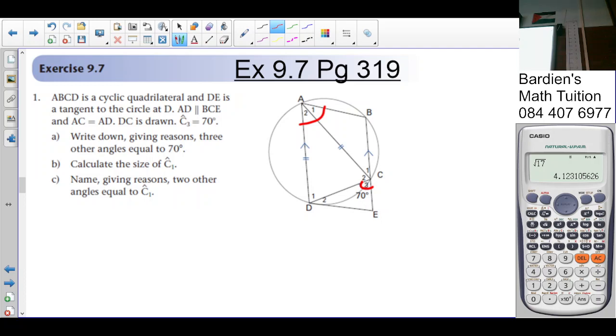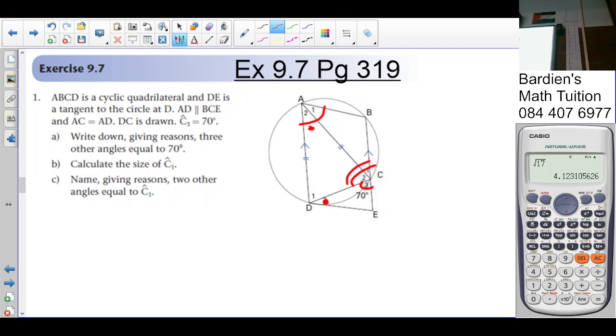Yes. Angle C1 plus C2 plus angle DAB is equal to 180 because opposite angles are supplementary. Nice. Opposite angles of a cyclic quad are supplementary. That's correct. And D1 plus angle B is equal to 180. Then we are told that DE is a tangent. If D is a tangent, what do we know from D? D2 equals A2. Why? Tan-chord theorem.